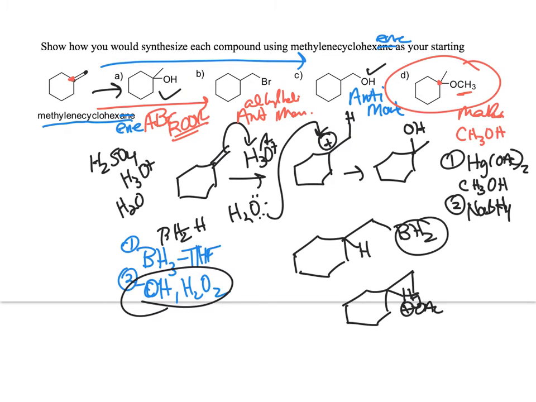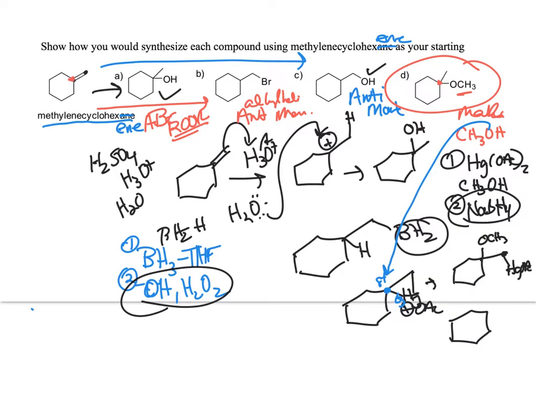So your intermediate, remember, it goes through this three-membered ring, mercurinium ion, and then this generates more of a delta positive here. The methanol then will come in and do a nucleophilic attack, open up that ring, and so you get OCH3, and then you get mercury acetate on the other carbon, and that gets reduced off with sodium borohydride. Sodium borohydride always delivers a hydride, so it's going to just replace that mercury with a hydrogen, and that's how you get your Markovnikov product.